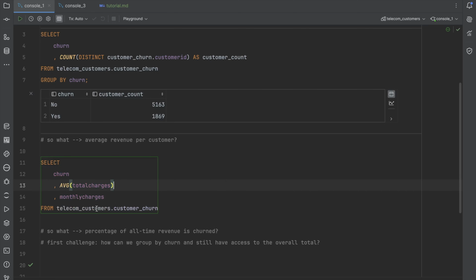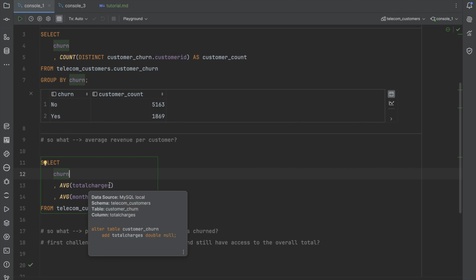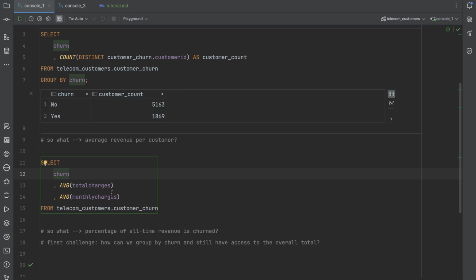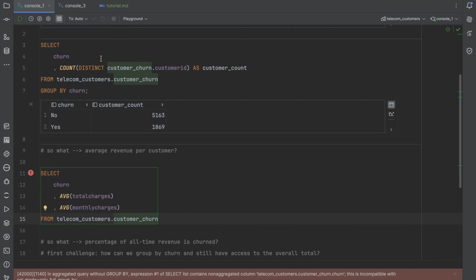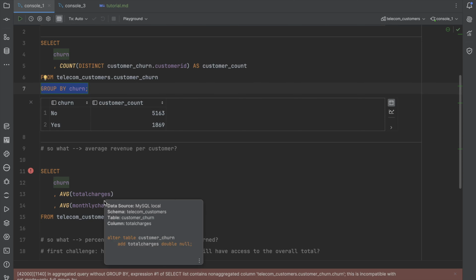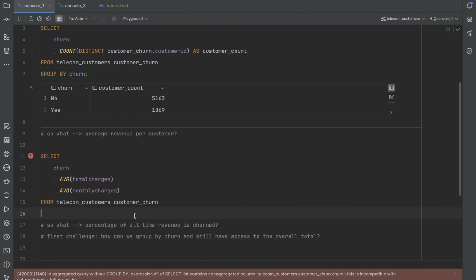So we are going to take the average of our total charges, and we're going to take the average of our monthly charges because we want to see for each category of customer, people who did churn and people who did not, what is the average amount that their lifetime value is and that their recurring revenue is. So let's go ahead and run this, and we get an error from the SQL query not properly implementing a group by. So previously we had seen we need to tell the query that we want to group by churn because we're aggregating these other measures. So let's add that in.